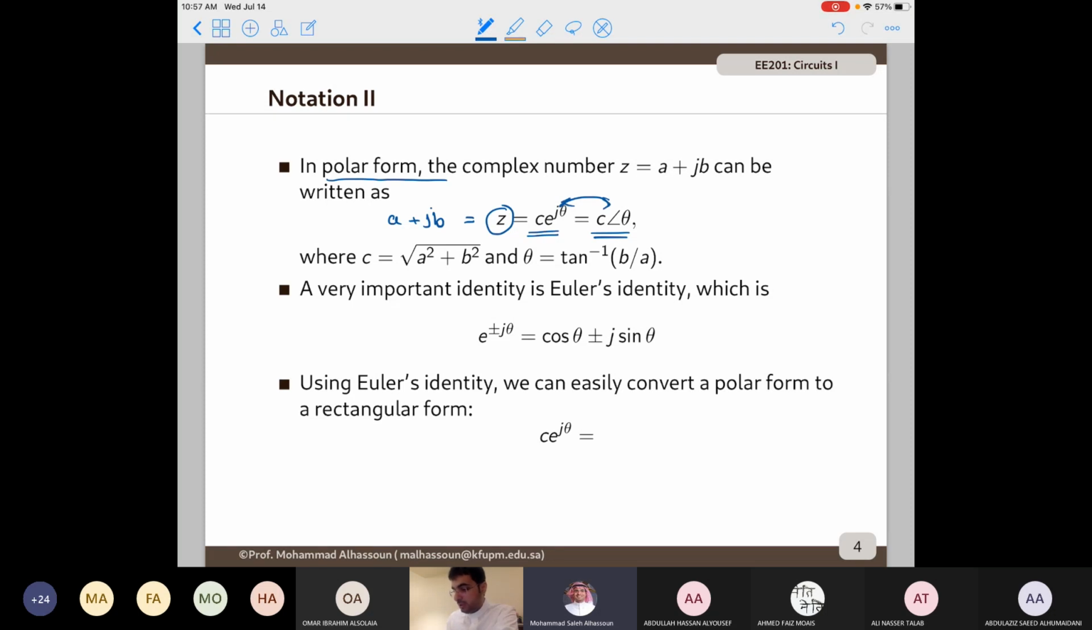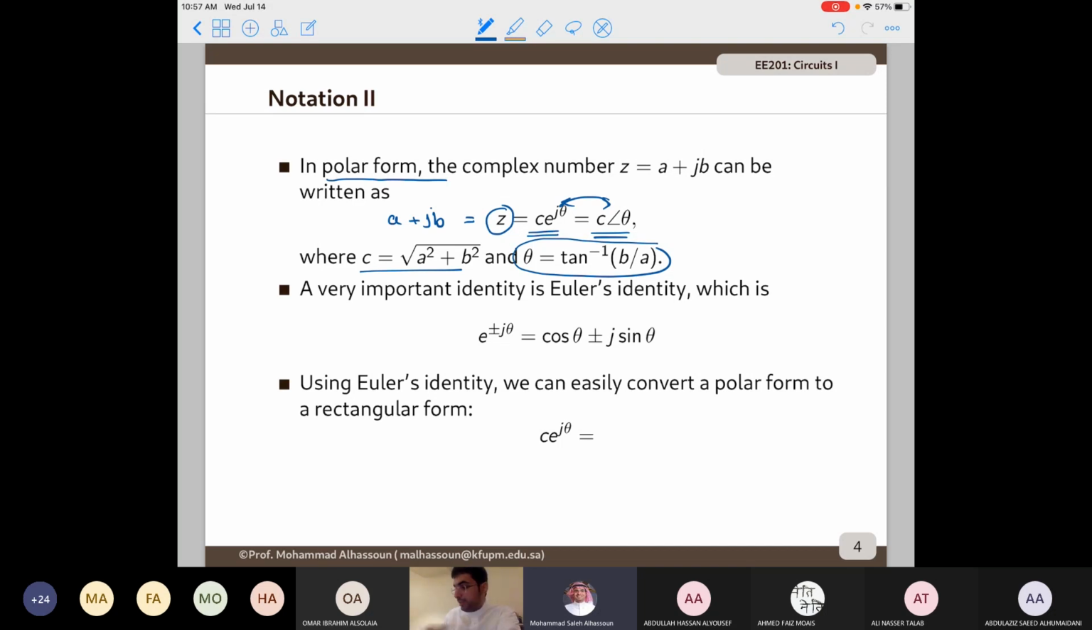So you may ask yourself, what is C? C is the length of the vector. So if you have a vector, the length of that vector is going to be the square root of the first component plus the second component squared. And this is exactly C. Theta is the angle between the imaginary part and the real part. It's actually the angle that the complex vector is making with the real axis. So it's the inverse tangent of B over A.